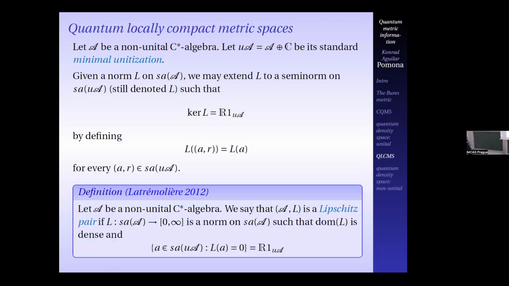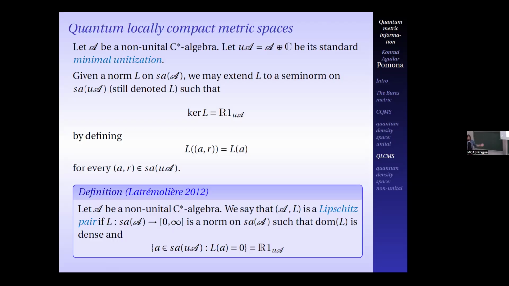And so the first part of a definition of a quantum locally compact metric space is you start with something called a Lipschitz pair. So this is a non-unital C-star algebra. We say A, L is a Lipschitz pair if L is a norm, so be careful now, L is a norm on the self-adjoint elements that has dense domain in the self-adjoint elements. And when you extend it to the unitization, we'll use the same notation L for the extension, the kernel is just the scalar multiples of the unit of the unitization.